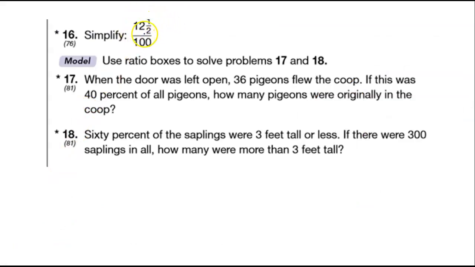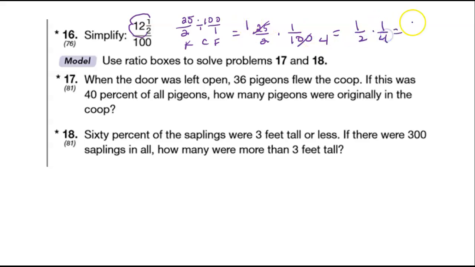Okay, so here what we have is 12.5 over 100, so I'm going to popcorn. 2 times 12 is 24, plus 1 is 25 over 2 divided by 100. So I keep change flip. 25 over 2 times 1 over 100. I can divide by 25, so I get 1/2 times 1 over 4, which is 1/8.